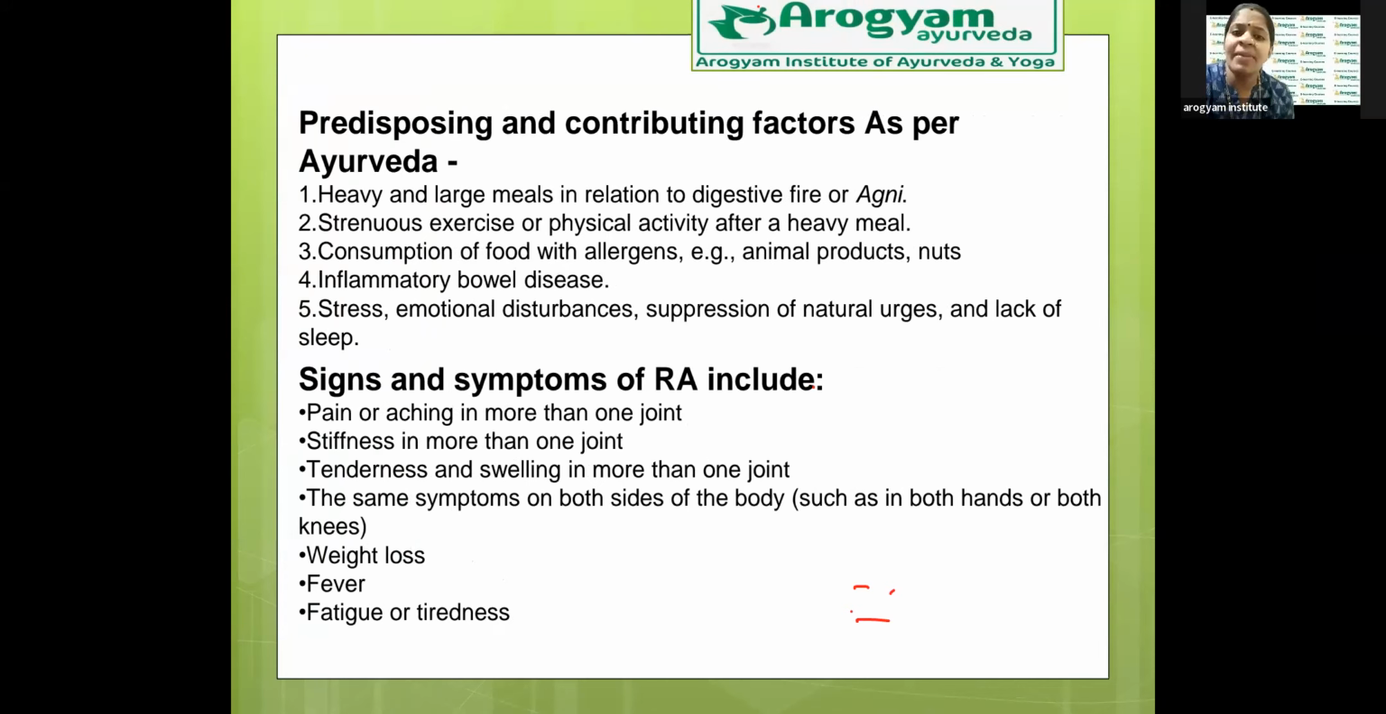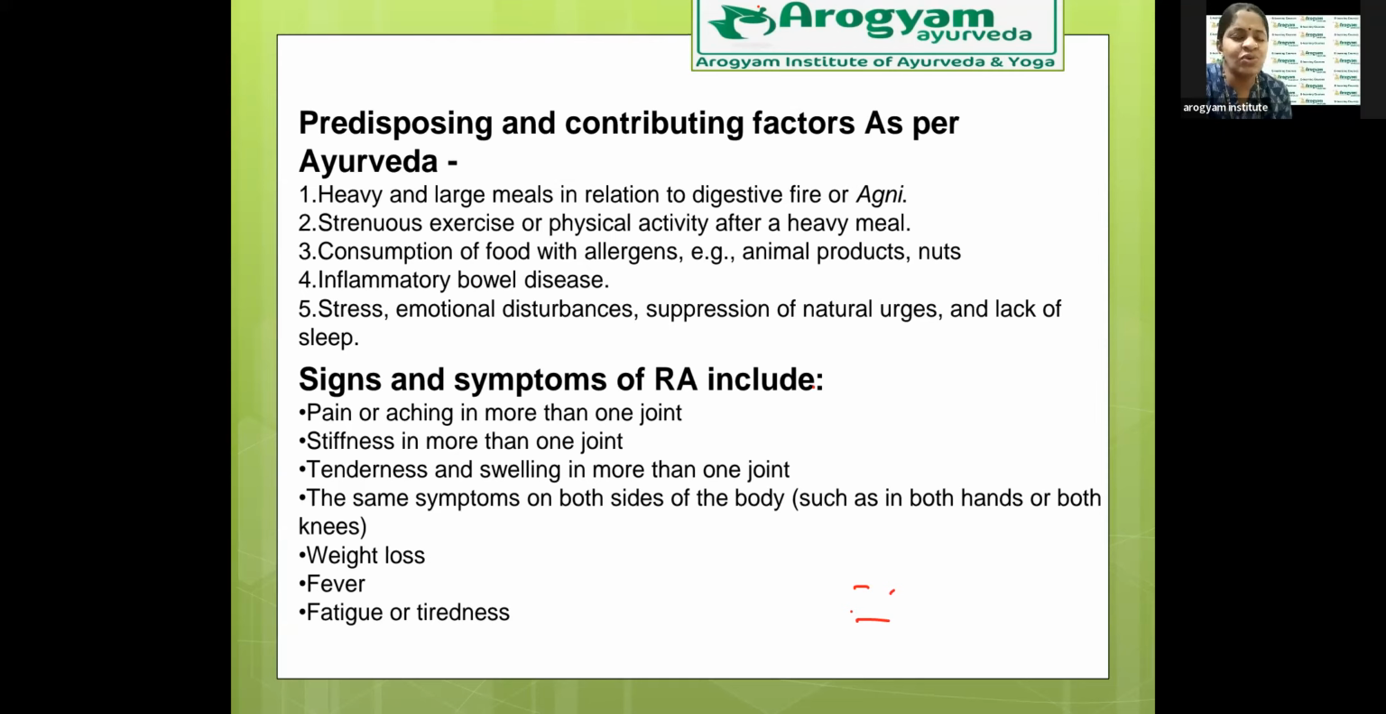See why this Ama happens, or why our joints become weak structures. For this, there is a very big list of causes, like heavy and large meals in relation to your digestive fire or Agni. That means if out of greed we eat much more than our capacity, that can lead to Agni impairment. Strenuous exercise or physical activity after a heavy meal, if we exercise a lot after having meals, can be the cause for ama. Consumption of food with allergens, for example animal products and nuts, is also one reason for ama.